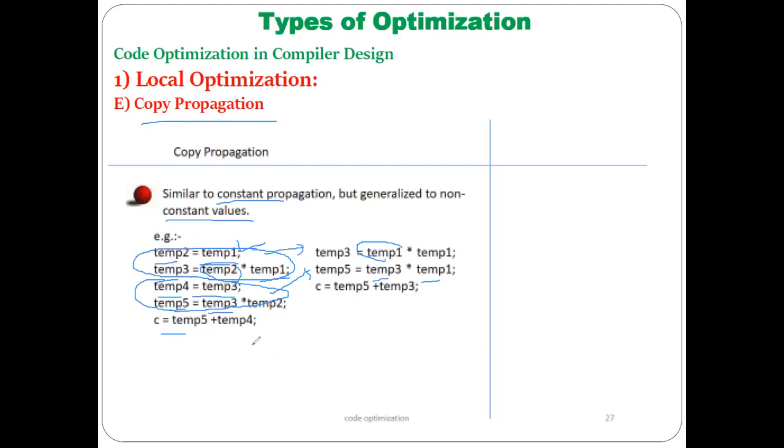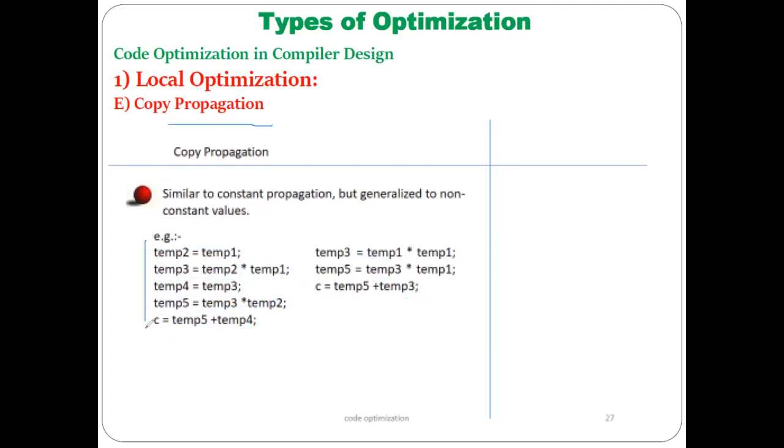Then for the next, c equal to temp5 plus temp4, this expression can be written like this: c equal to temp5 plus temp3, because here you can see you have assigned temp3 to temp4. So instead of temp4 here, you can directly write temp3. So here non-constant values are getting propagated. Instead of constant value, non-constant value is getting propagated. That is the reason such optimization is called copy propagation.